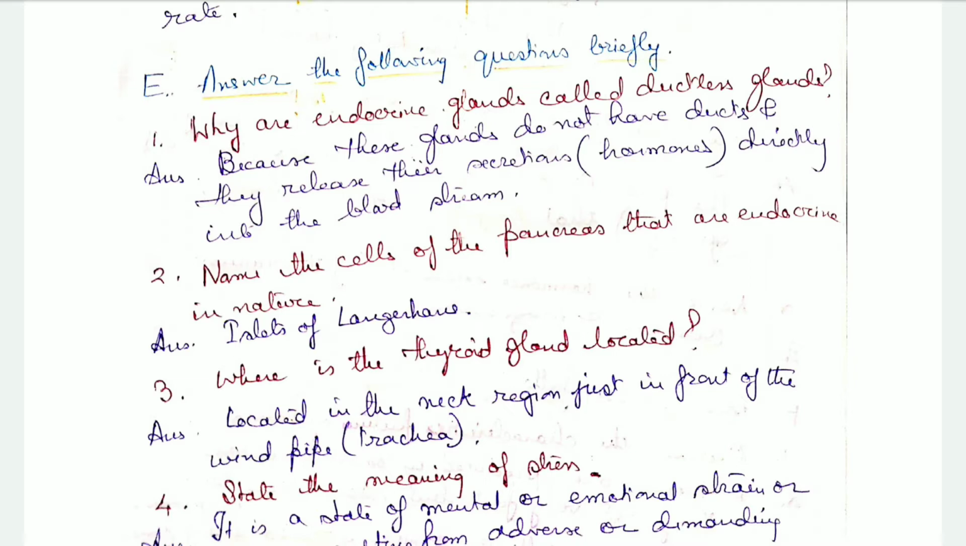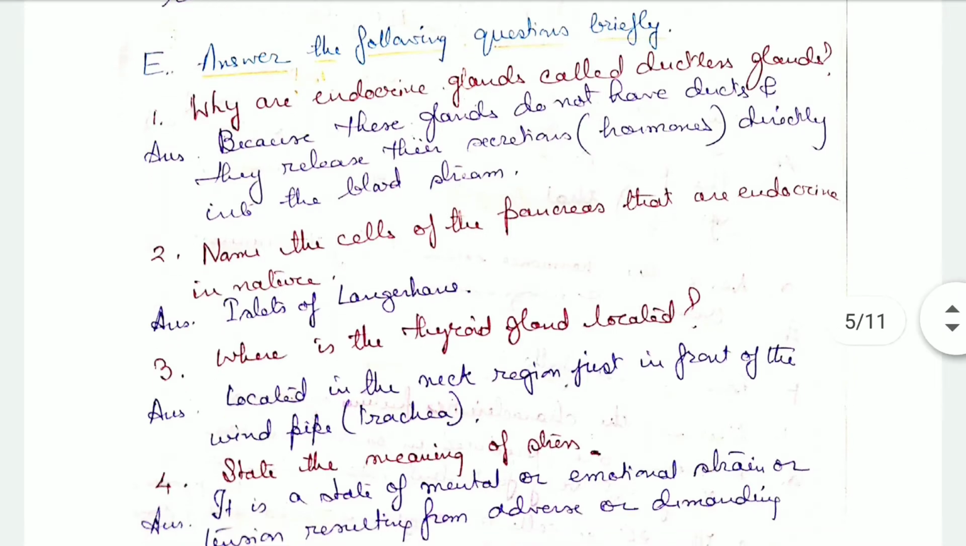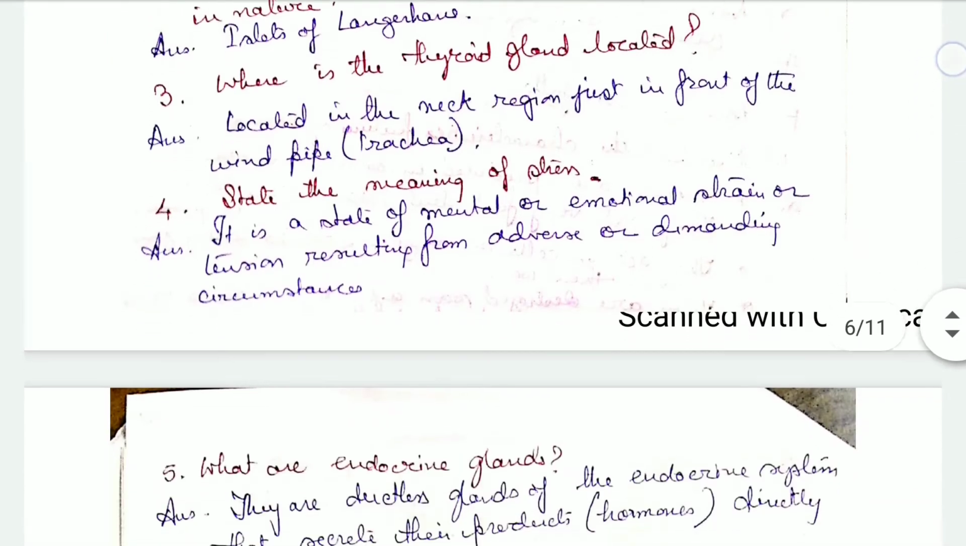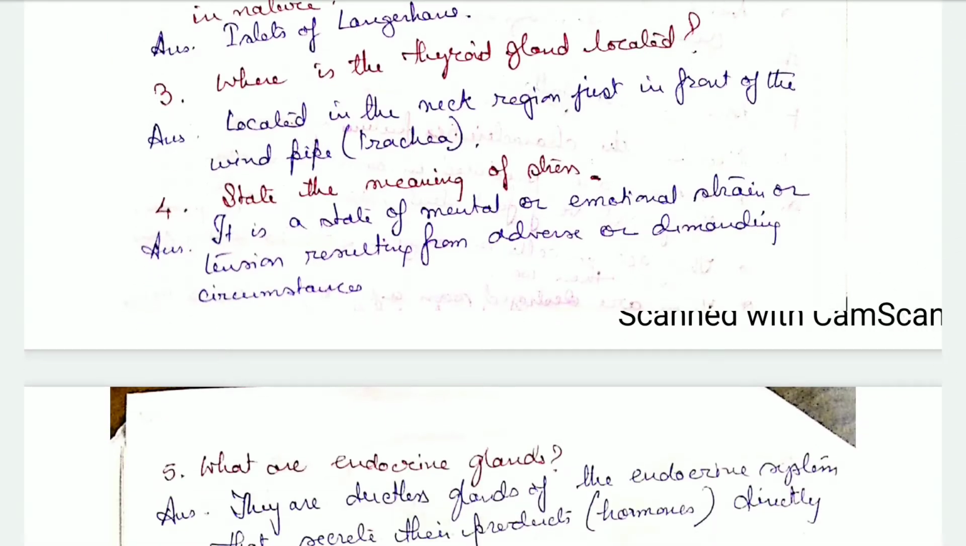First one: why are endocrine glands called ductless glands? Because these glands do not have ducts and they release their secretions or hormones directly into the bloodstream. Name the cells of the pancreas that are endocrine in nature. They are islets of Langerhans. Where is the thyroid gland located? It is located in the neck region, just in front of the windpipe, that is the trachea.